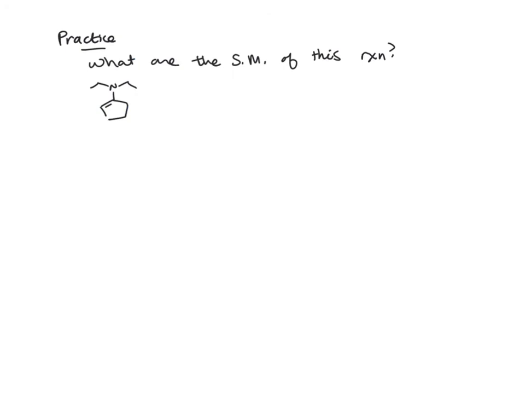Let's do a little practice. I want you to predict the starting materials of this reaction. So we're going to be adding water to get to the products. So pause your video and see if you can predict the products. Here we want to be replacing our carbon-nitrogen bond with a carbon-oxygen bond, and we also want to be removing this pi bond around our cyclopentene ring in this case. So our starting materials are going to be cyclopentanone as well as diethylamine.